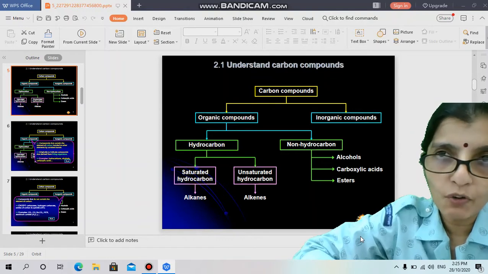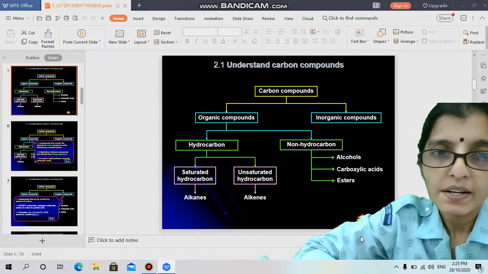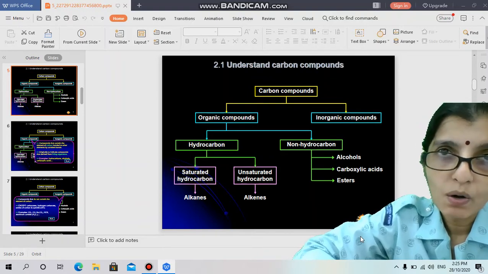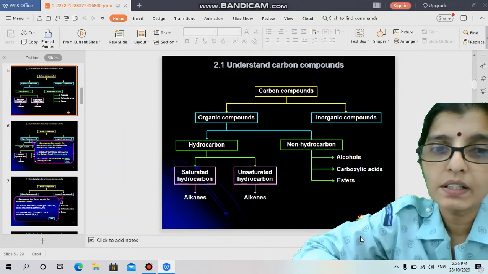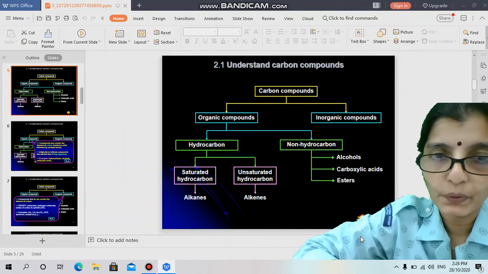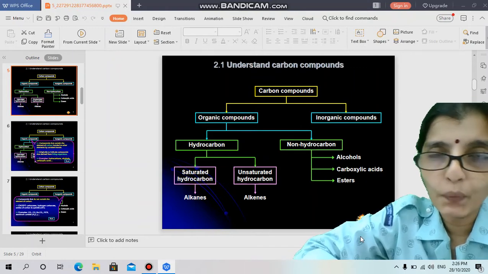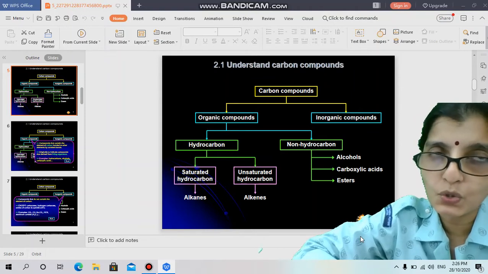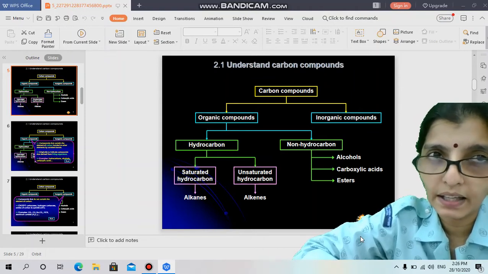What is the meaning of saturated and unsaturated? Now, in saturated hydrocarbon, the bond between one carbon and another carbon only consists of single covalent bonds. Whereas in unsaturated hydrocarbon, at least one of the bonds consists of a double covalent bond or triple covalent bond. So an example of saturated hydrocarbon is alkane.